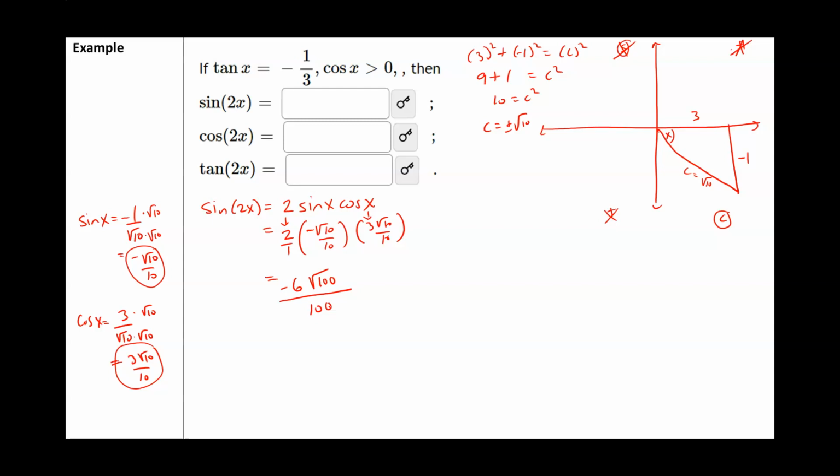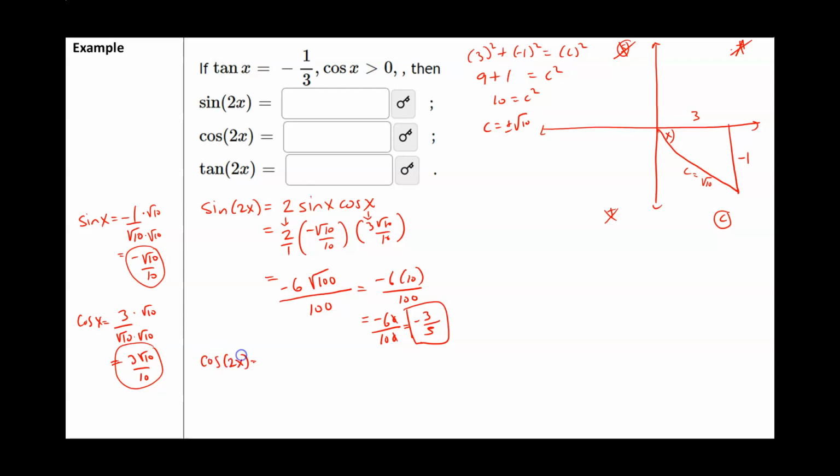Now we still have to simplify this. Radical 100 is equal to 10, so this gives you negative 6 times 10 over 100. Negative 6 times 10 is going to be negative 60, and you have negative 60 over 100. If you reduce that, the zeros are going to just cross out. Negative 6 over 10 is going to be negative 3/5 if you divide by 2. So that is going to be my value for sine of 2x. Okay, kind of a long process. Let's do one more. We'll save the tangent for class.